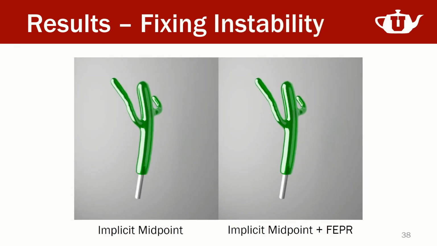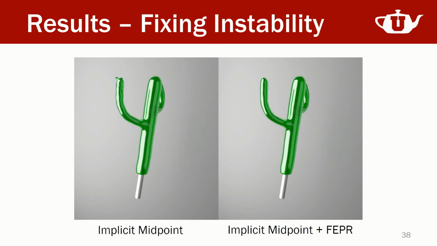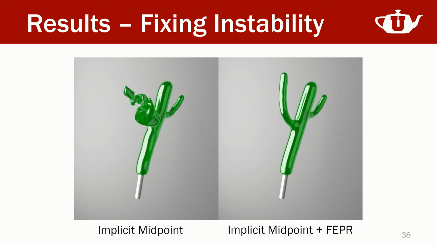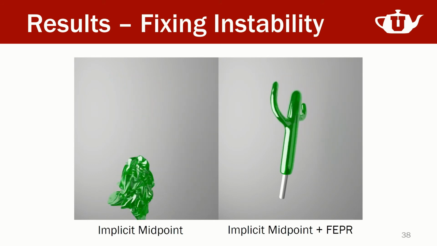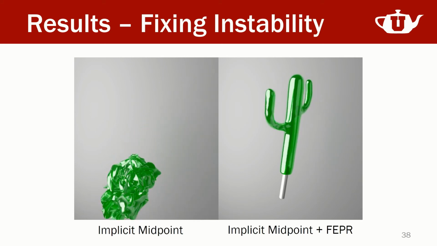Besides preventing unwanted energy loss, FEPR can also alleviate instabilities resulting from unwanted energy gain. Here is an example in which implicit midpoint becomes unstable. Using FEPR on top of implicit midpoint keeps the energy at the same level and thus prevents the numerical explosions.